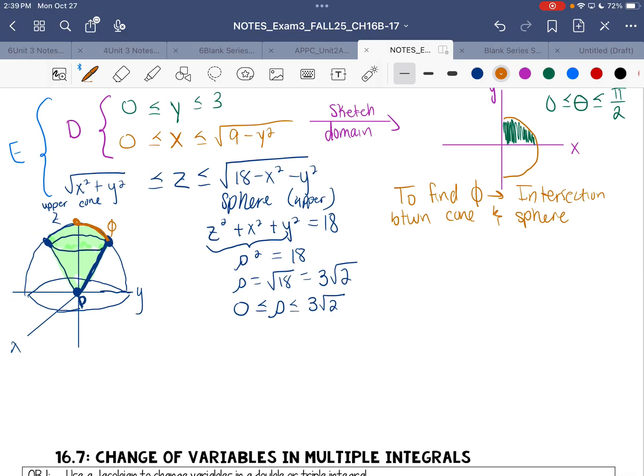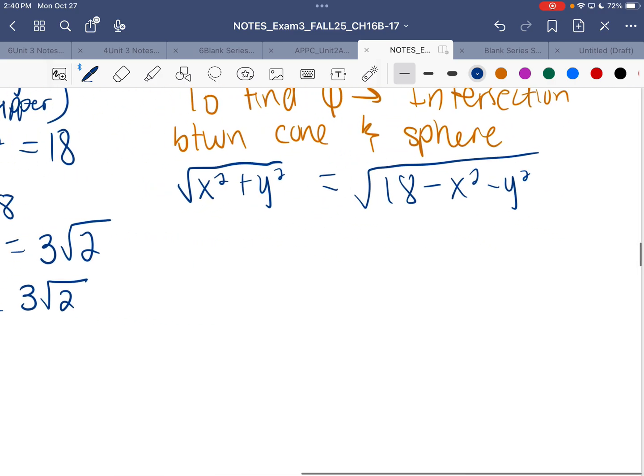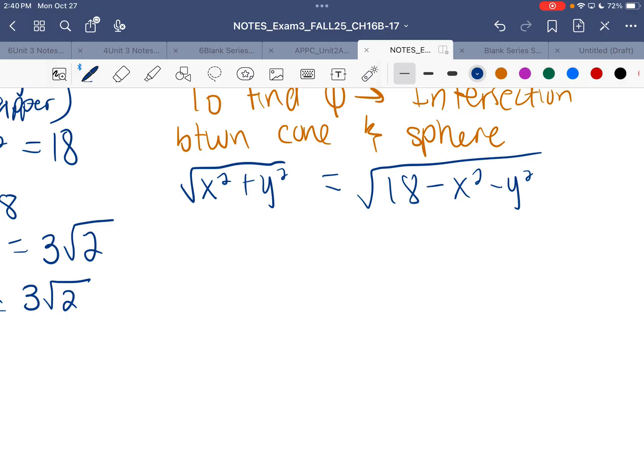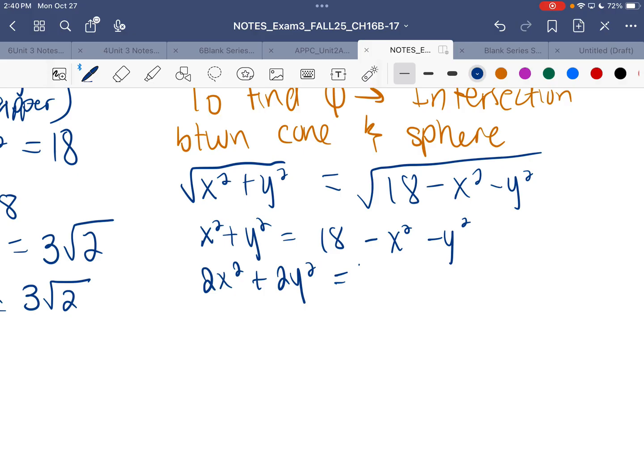So finding phi is where did the cone intersect this sphere? They both are equal to z, so let's put them in their z equals format. And then get rid of the square root, so square both sides. All right, I'm moving them all to the same side so the variables are all on the same side. Reducing by 2.